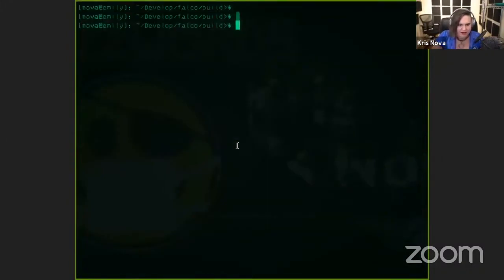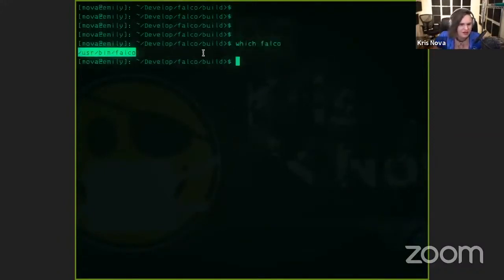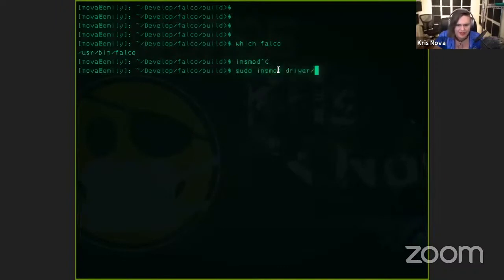I've already got a Falco binary. I don't need to show you all how to compile it. If we witch Falco, you can see it's already here. I compiled this last night. So the first thing we're going to do is insmod this kernel module that we just built, which is here, falco.ko.